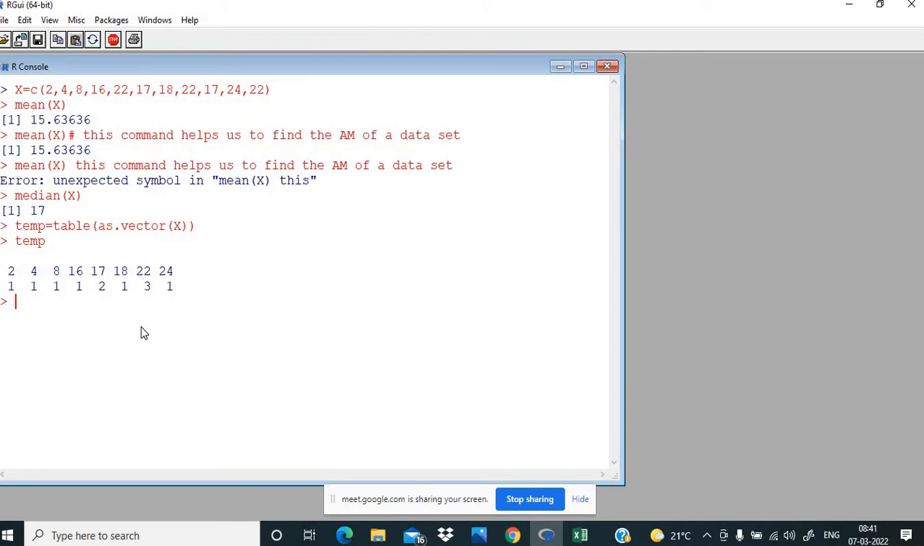So you see two separate commands have to be used to produce the mode. After the mode has been done, let us look at the trimmed mean. What is the trimmed mean? Can anyone tell me what the trimmed mean is?